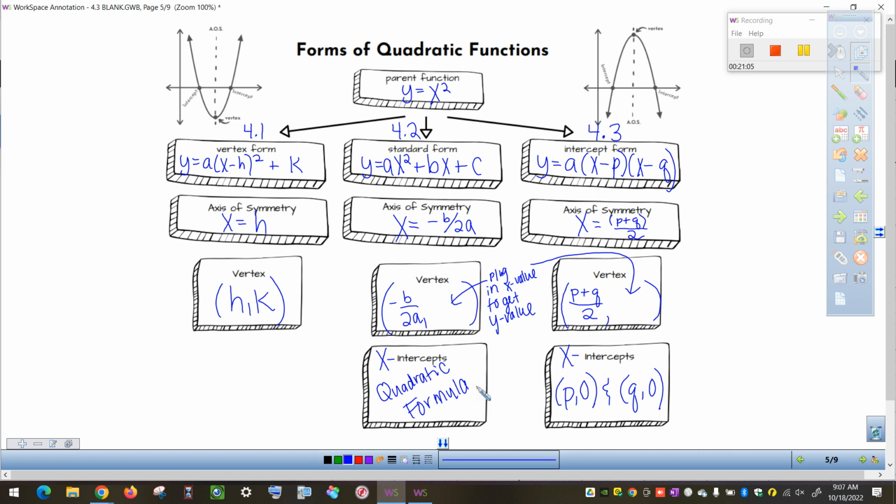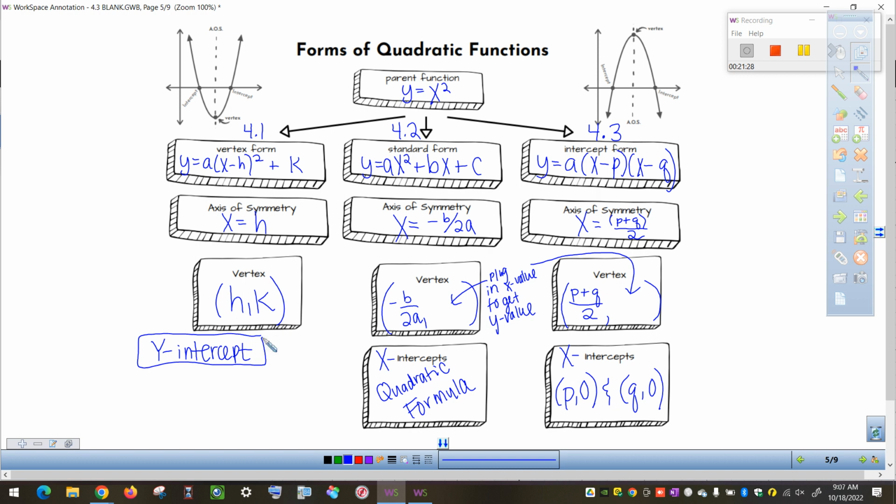You don't need to worry about doing anything with that right now. It's just a little preview. The other thing that I would like you to put in, so we have a little bit of open space here on the left, is about how you could find the y-intercept generally for all 3 of our forms.